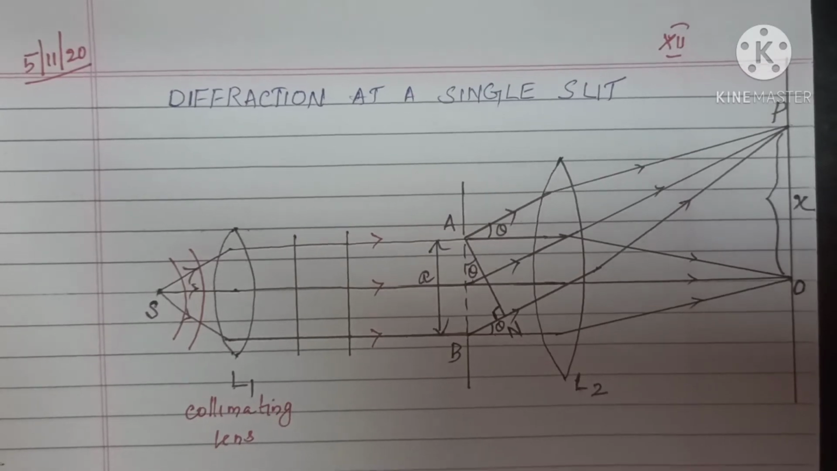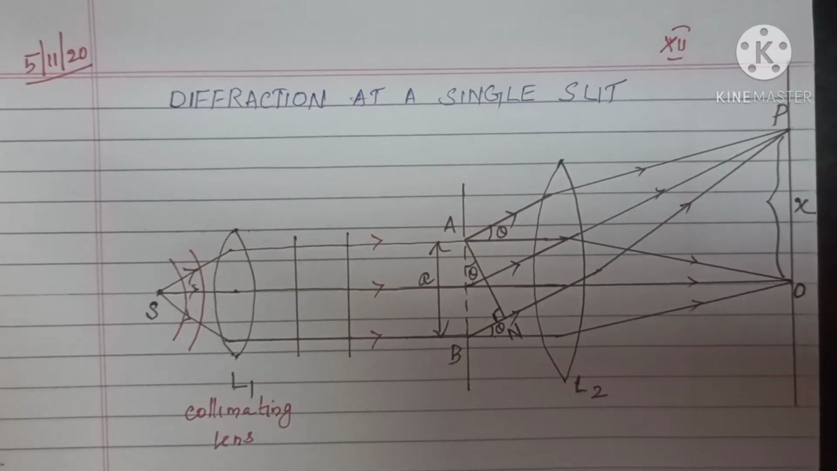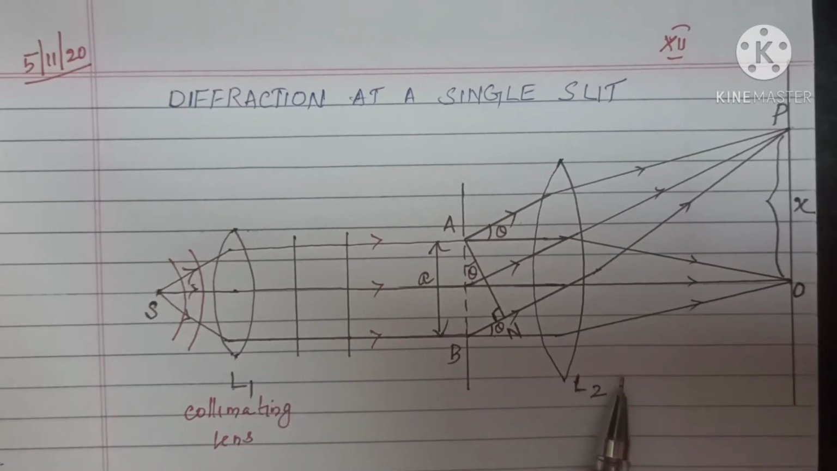Here we are again with the physics class. Last class we were discussing the topic diffraction at a single slit. We just started, and today we are moving to the balance of it. First of all, I will once again explain the experimental setup for the diffraction at a single slit. So this is the experimental setup.